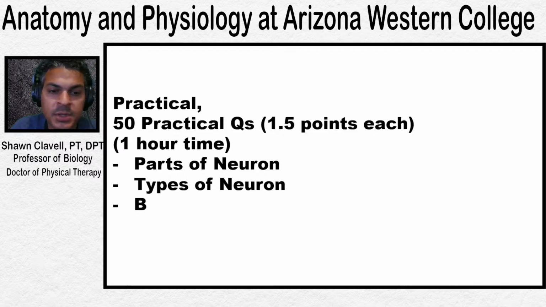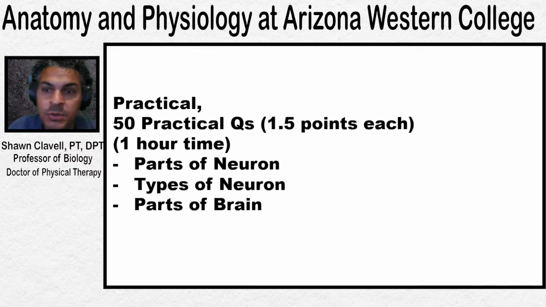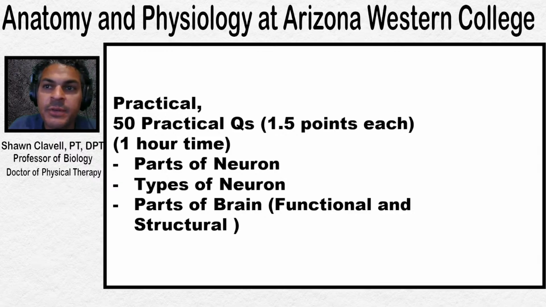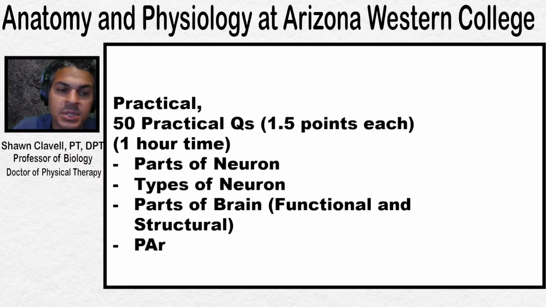Types of neurons and parts of the brain are going to be a big one, both the functional and structural components when I talk about the parts of the brain. Functional, meaning like the primary motor cortex or the primary somatosensory cortex, and structural, as well as the precentral gyrus or the postcentral gyrus, right? So parts of the brain, and another part here is the parts of the spinal cord, right?